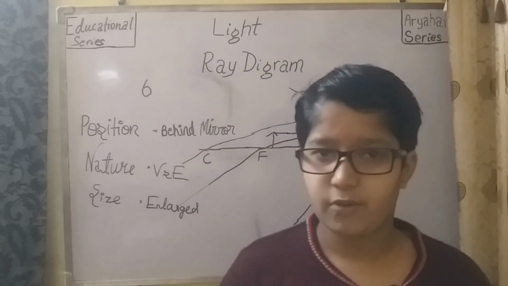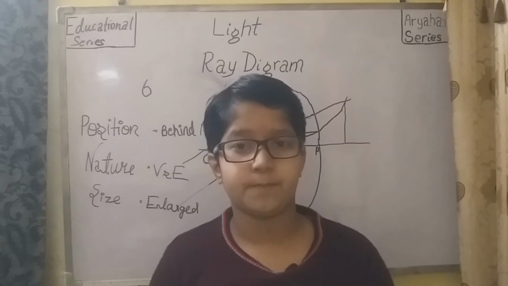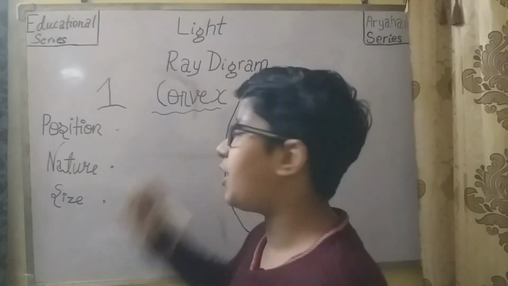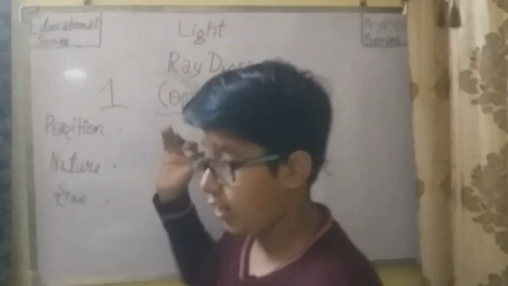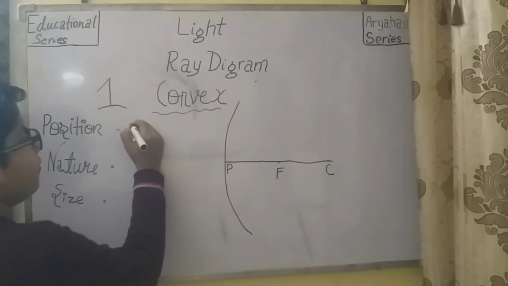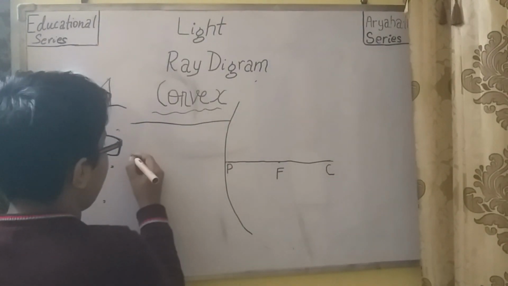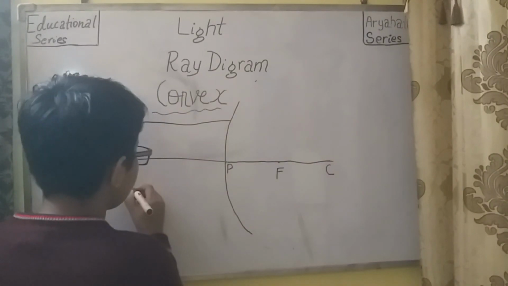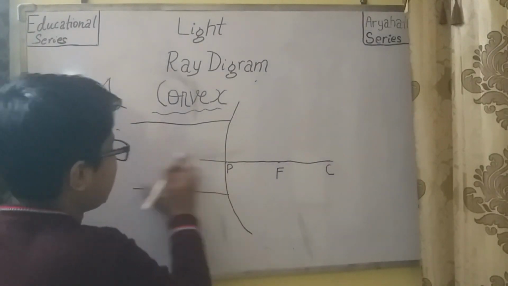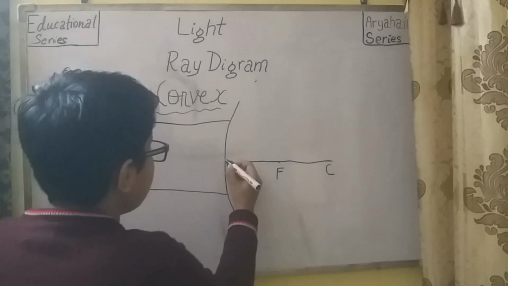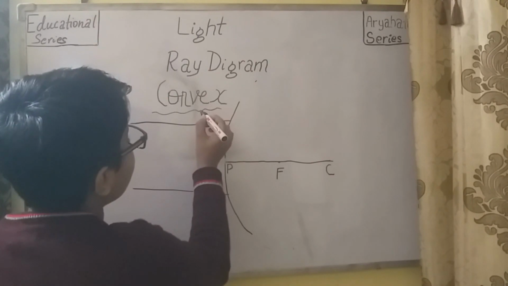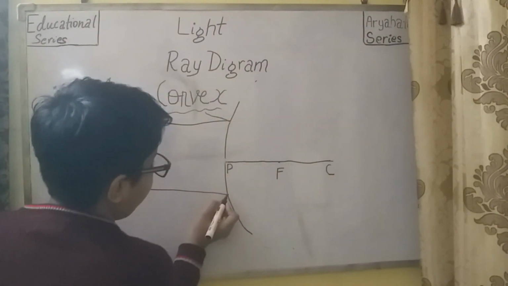Now we will do the ray diagram of convex mirrors, and then we will go on to the PPT. So here is the ray diagram of convex mirror. There are two ray diagrams of convex mirror. The first one is shown below here. Now the object is at infinity and the light rays are falling parallel to the principal axis. When these light rays fall, they appear to diverge out from the imaginary focus.